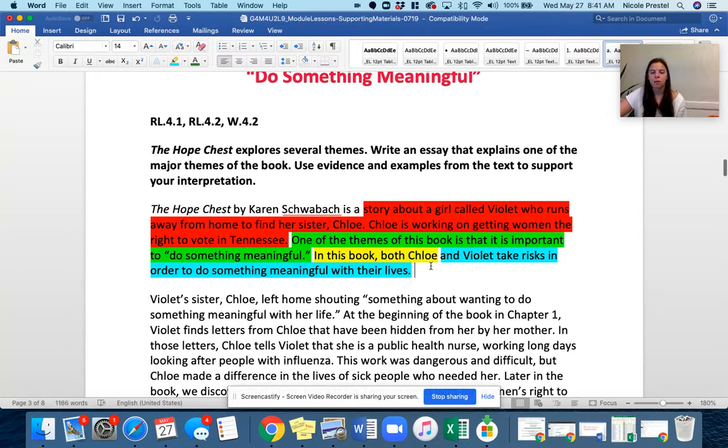Okay? So let's do a quick review. We have our first part. What is the red part? It is our gist. Good. This green part is our focus statement. Good. And then we have our point 1 with our first character and our point 2 with our second character, Violet.